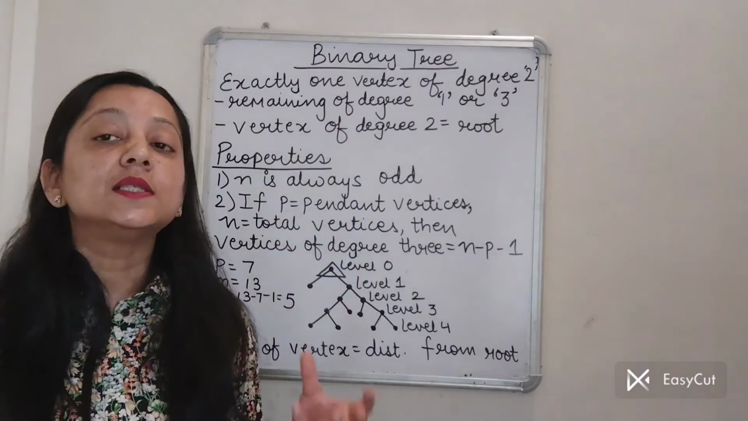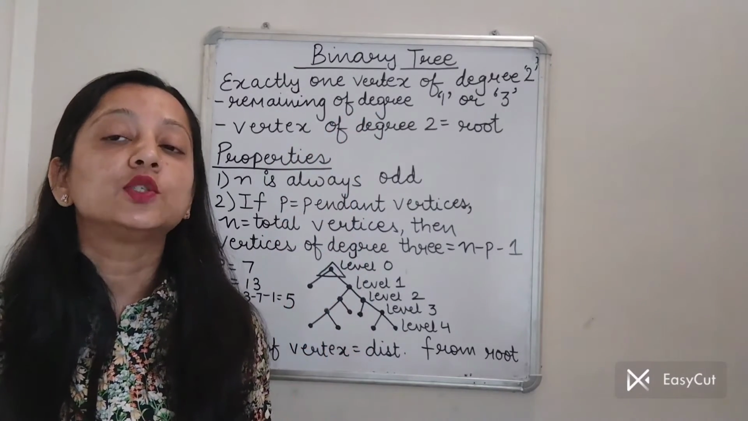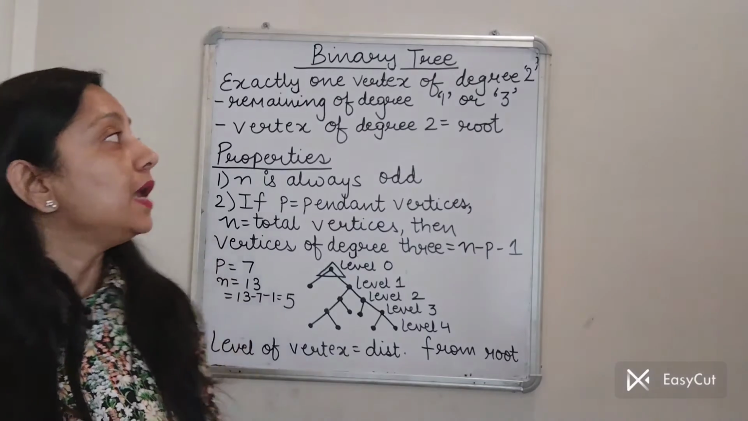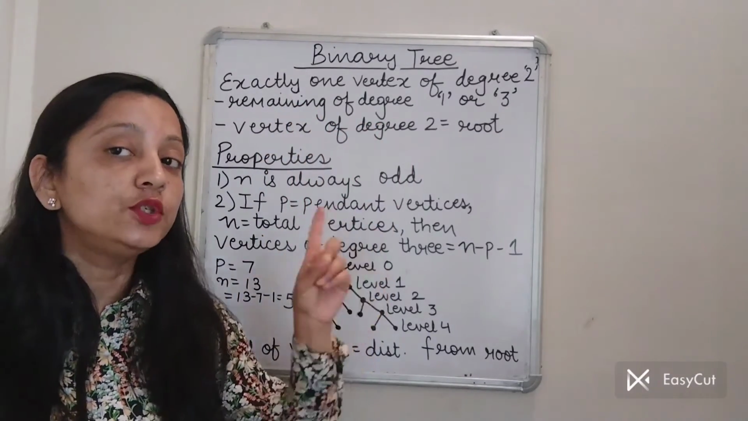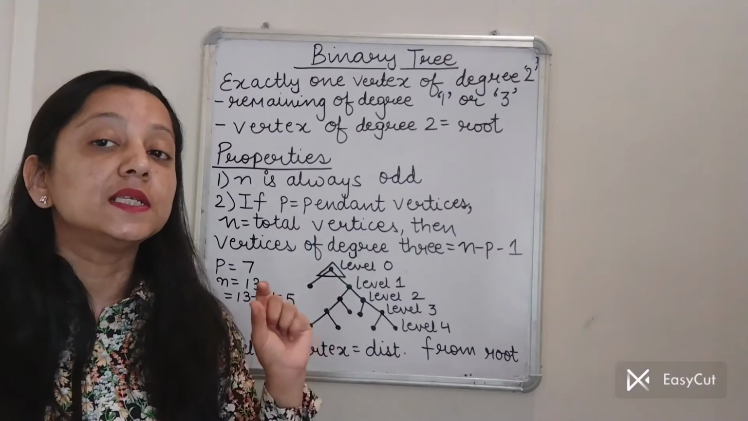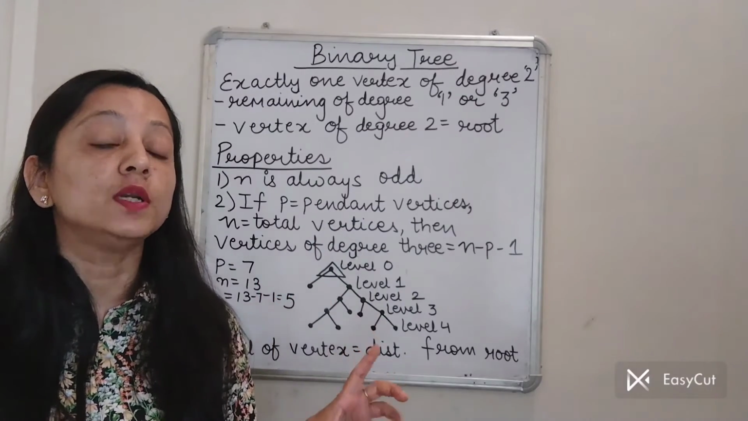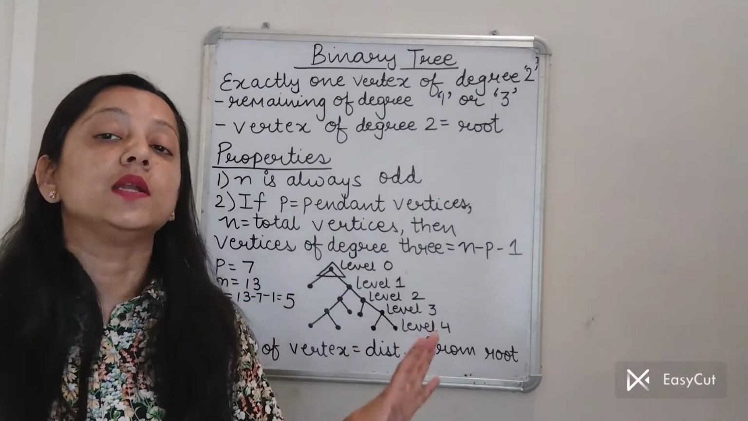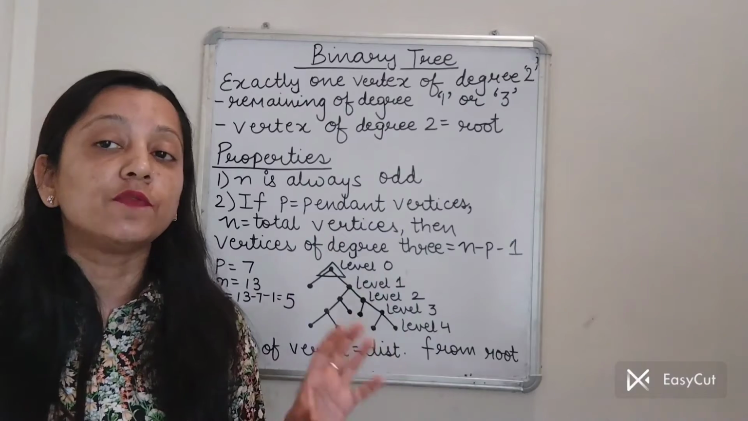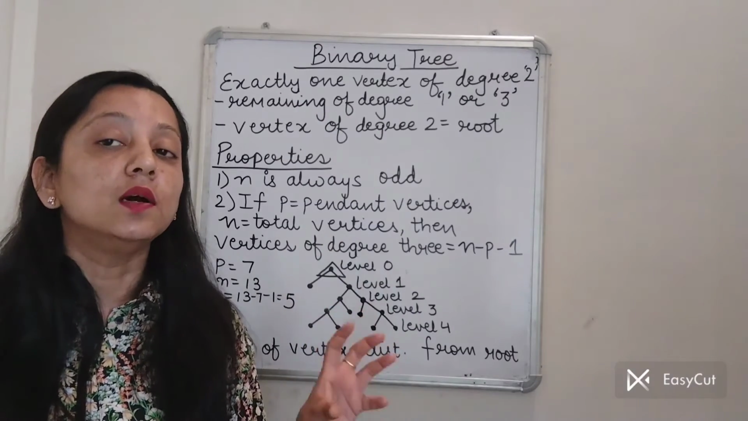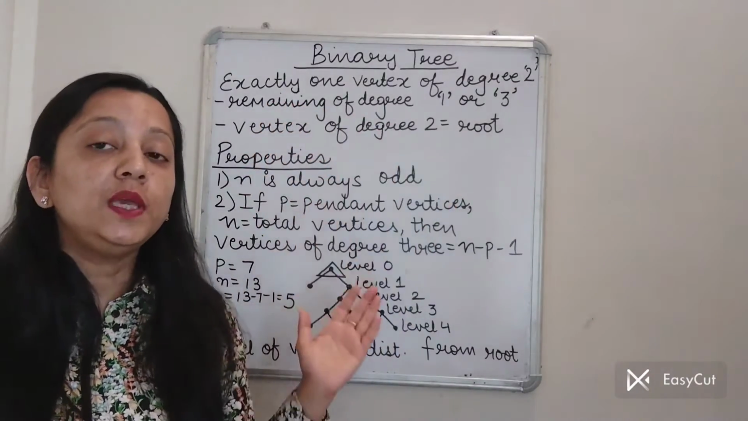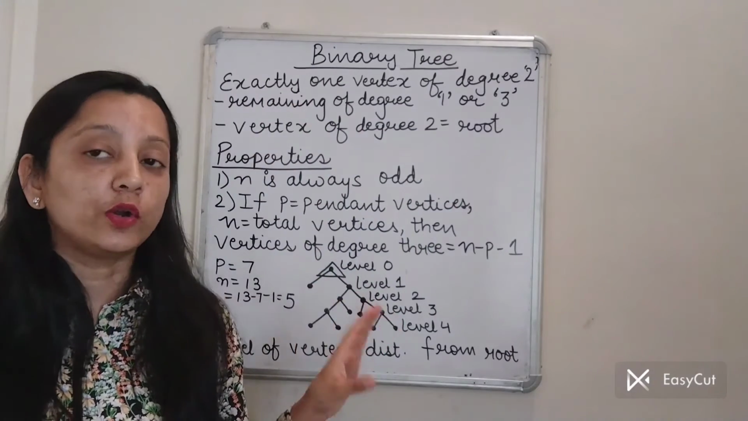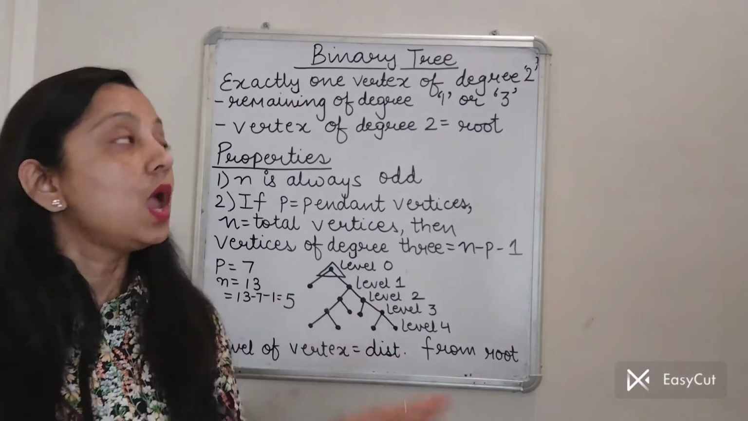Now a binary tree is one such class of rooted tree in which there is exactly one vertex of degree 2, right? Please listen carefully, this thing is very important. There is exactly one and only one vertex of degree 2 in a binary tree. All the rest of the vertices would be either of degree 1 or of degree 3.